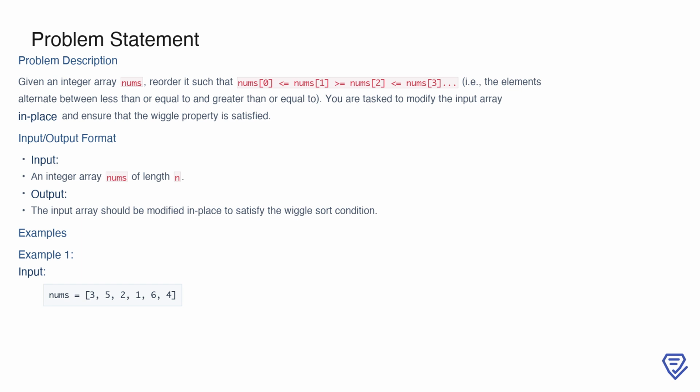Importantly, we need to modify the array directly, or in place, without using extra memory for another array. The problem requires us to ensure this wiggle condition is satisfied for the entire array. The input will be an integer array nums of length n, and the output should be the same array, but reordered to achieve this wiggle property. Let's look at some examples to see this in action.